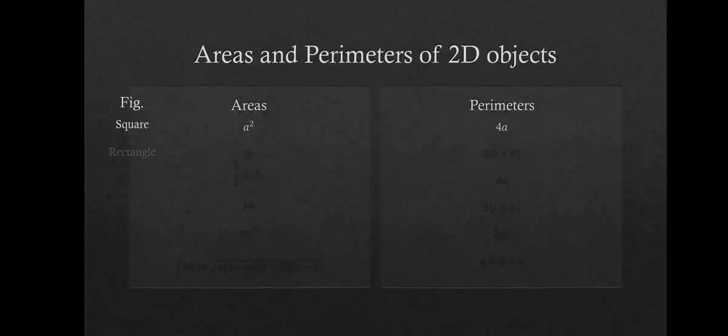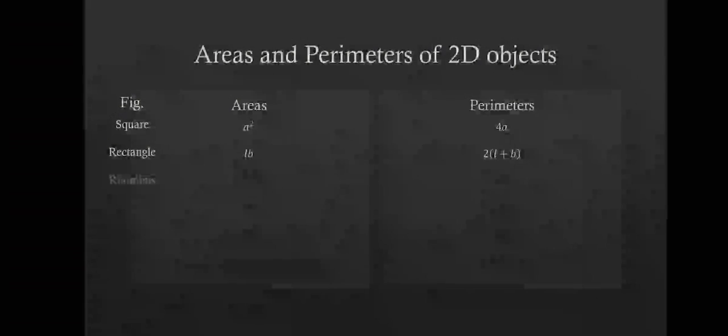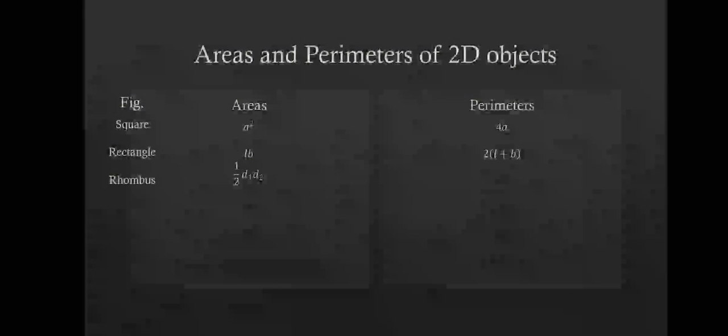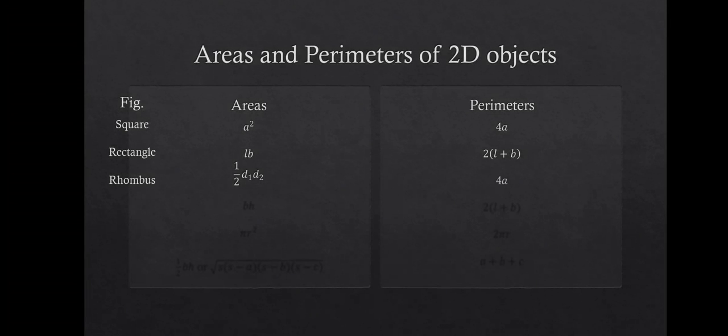Then if we go into rectangle, then it is length into breadth, that is the area, and perimeter is twice of length plus breadth. Then if I go into a rhombus, now rhombus is half times the product of their diagonals, obviously if it is given. And again perimeter is the same as for a square, 4a, where a is the side of the rhombus.